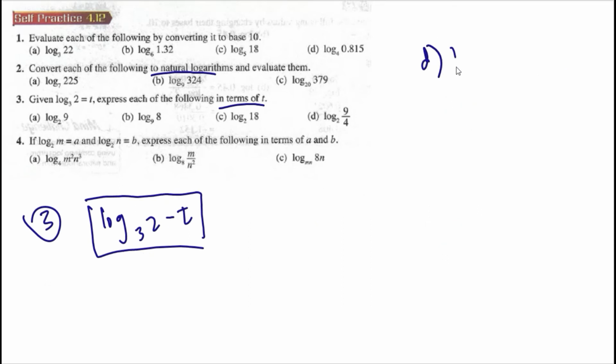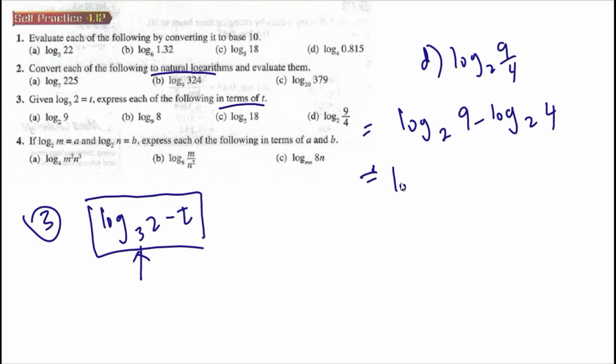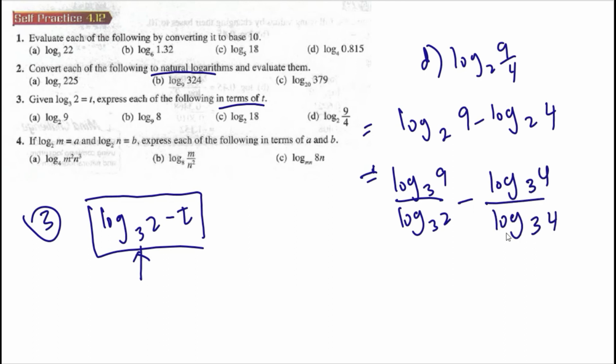So d, log 2 of 9 over 4. We know divide means minus. So we have log 2 9 minus log 2 4. Now we have to change to base 3. So that is log 3 9 over log 3 2 minus log 3 4 over log 3 2.